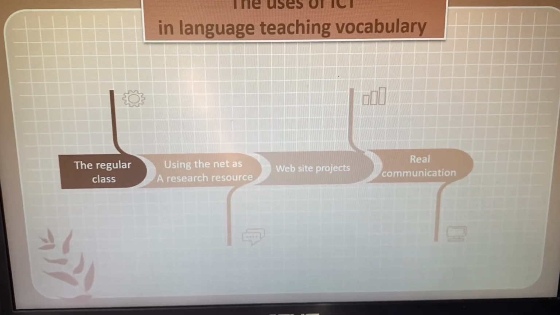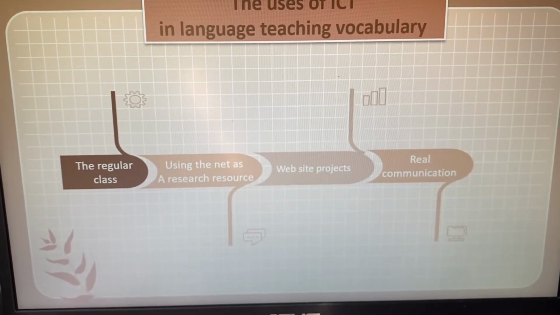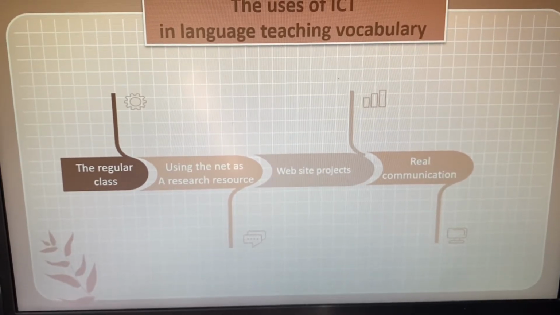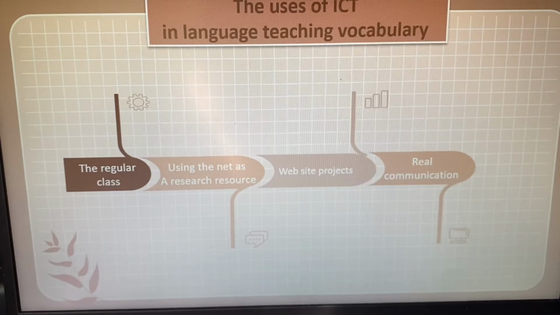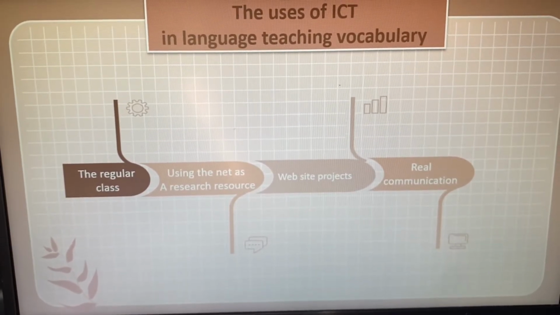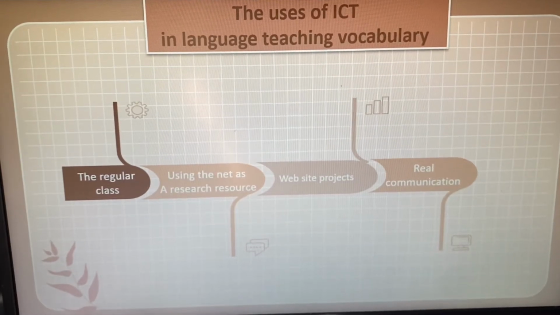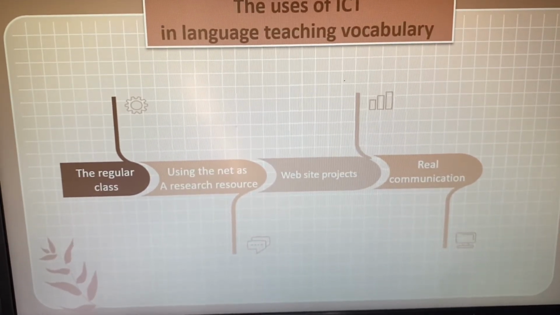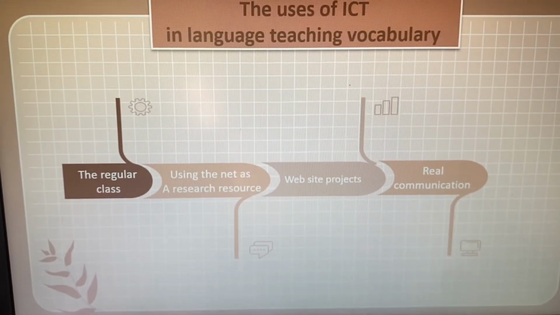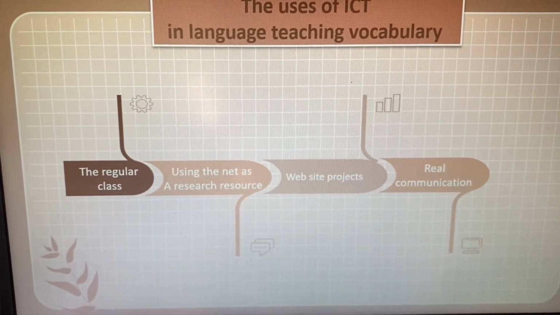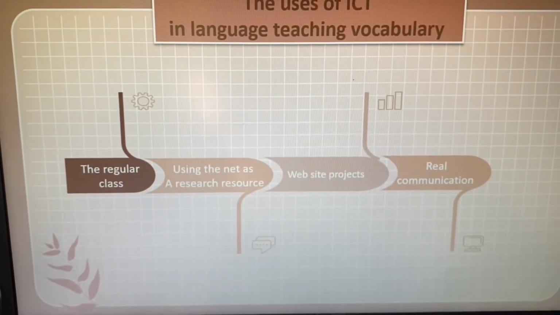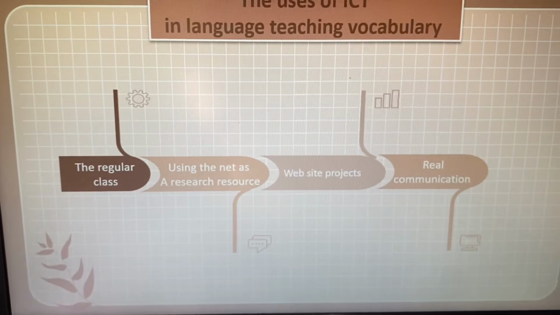And second, using the net as a research resource. Students should be given the opportunity to research and while working, they can take notes and the next day it provides students feedback. The third, website project. There is a website project and students are writing their essay and the teacher checks it in the class. And the students will use the computer and the internet to email their works to the project site.